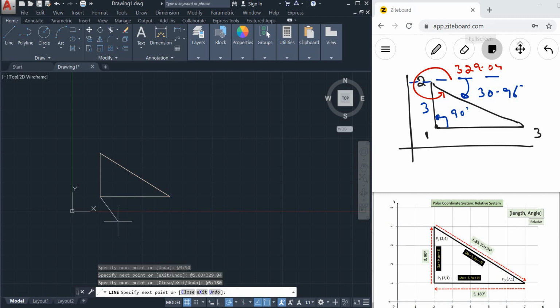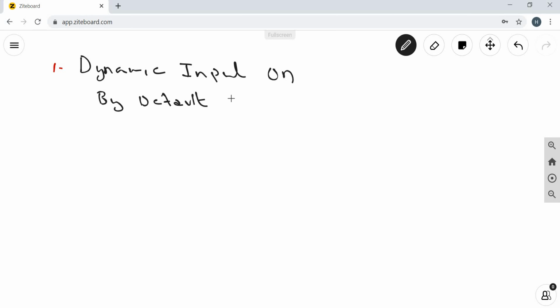Press enter. To summarize, if the dynamic input is on, by default, to specify the point, you can specify its length, press the tab key on the keyboard and specify the angle. In this case, the direction of the angle depends on where you have placed your cursor. So if you place your cursor above the line, it will take the angle in the anti-clockwise direction. If you place your cursor below the line, it will take the angle in the clockwise direction.